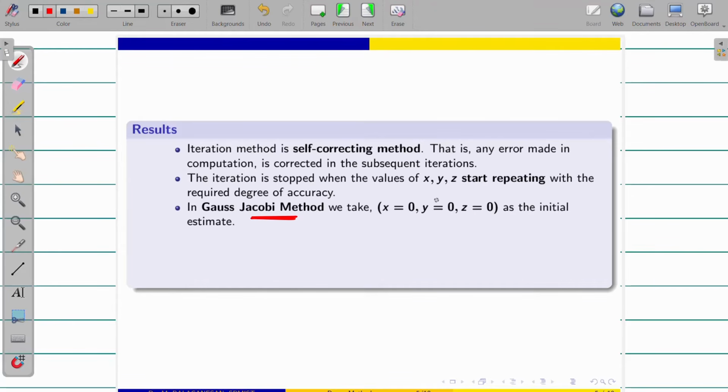There are some assumptions we are going to make to get the solution of a system of simultaneous equations. In the first method, Gauss Jacobi, the initial assumption is x equal to 0, y equal to 0, z equal to 0. In some other books, they will write it as x power 0, y power 0, z power 0 equal to 0. So initially, we are going to consider 0, 0, 0.